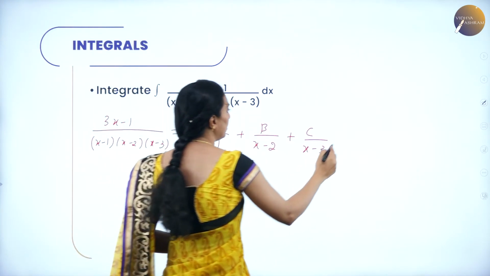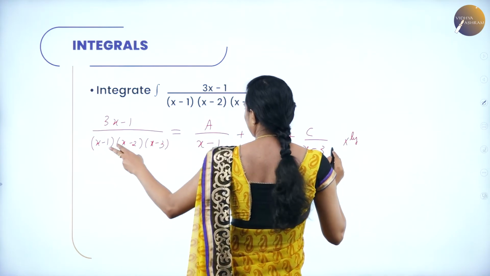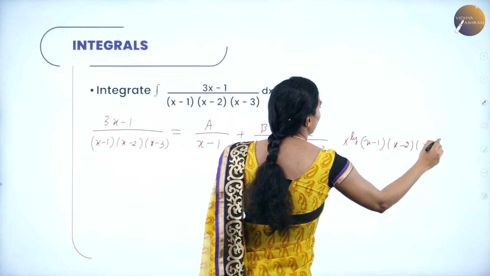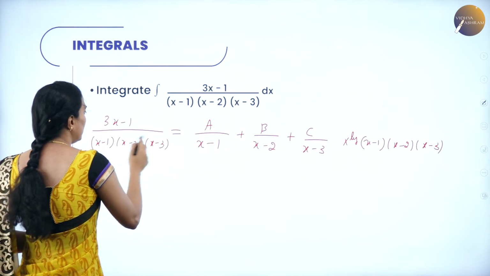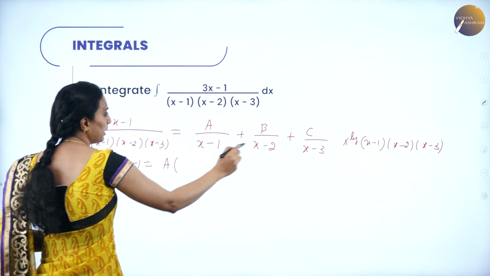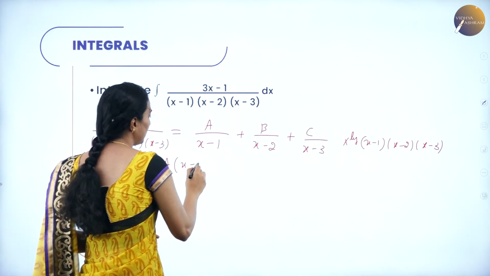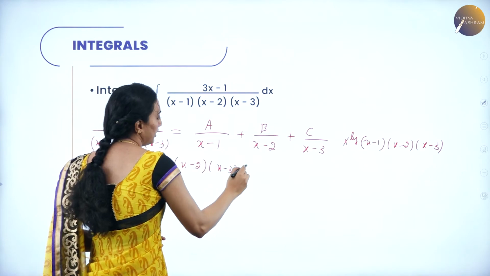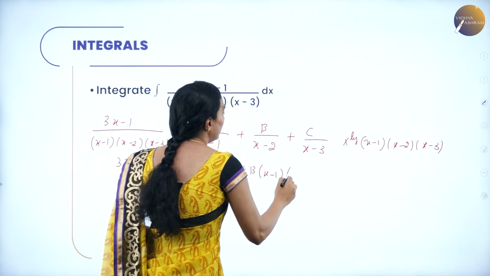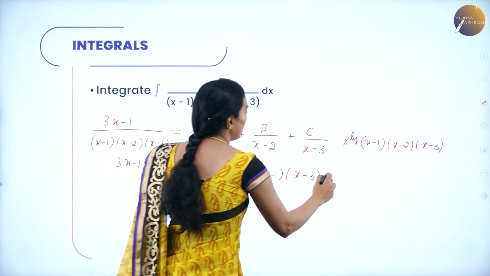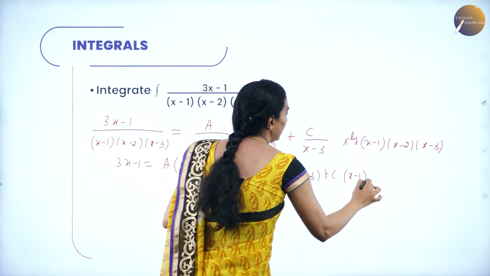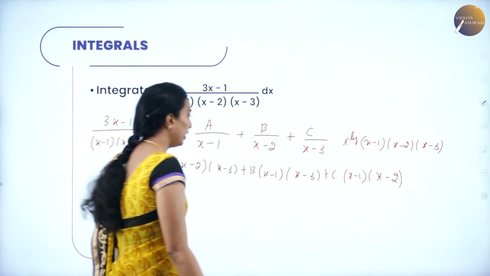3 constant terms will be introduced. Multiply throughout by the denominator, x minus 1 into x minus 2 into x minus 3. Now what happens to this? Here these will get cancelled, remaining is 3x minus 1, which is equal to a into x minus 2 into x minus 3 (x minus 1 will go), plus b into x minus 1 into x minus 3 (x minus 2 will go). Again, similarly, plus c into x minus 1 into x minus 2 (x minus 3 will go). So I hope you got this one.